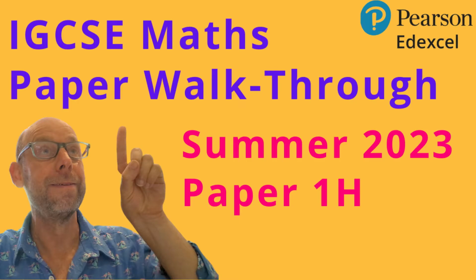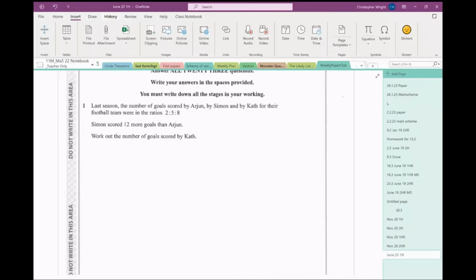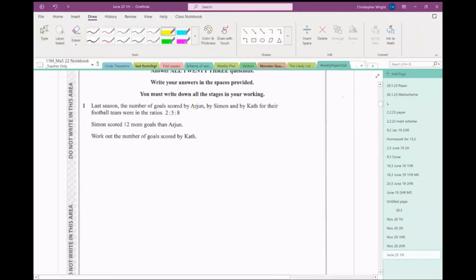Okay, let's get on with the maths. The number of goals scored by A, S, and K are in the ratios 2 to 5 to 8. Simon S scored more goals than A. Work out the number of goals scored by Kath.